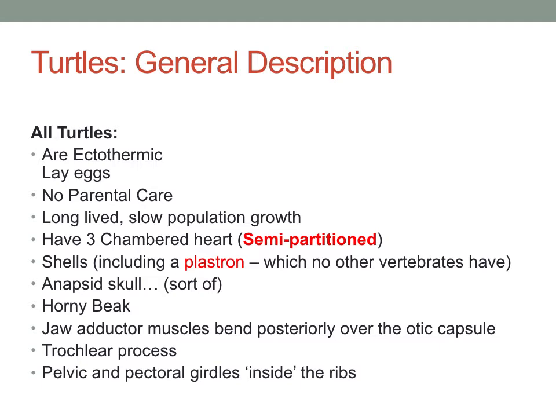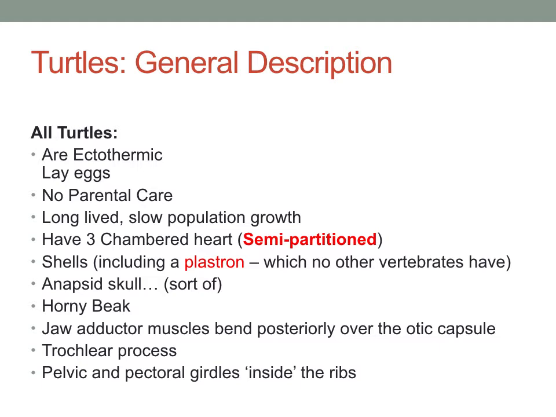They don't have teeth, they have a horny beak. The muscles that control their mouth, the jaw adductor muscles, bend posteriorly over the otic capsule, which is part of the inner ear. And at least one group of turtles have what's called a trochlear process, which is essentially a pulley system that basically gives their jaw more power.